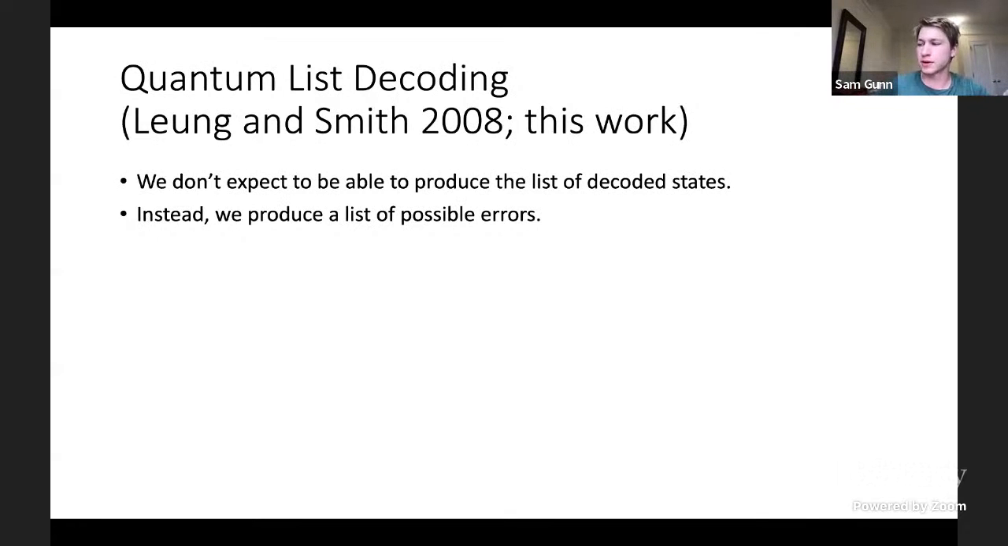Naturally, we're going to have to think about a quantum version of list decoding. Quantum list decoding was introduced by Leung and Smith in 2008. I mentioned this work earlier, and we use a slightly different definition, but it's the same idea. We don't expect to be able to produce the list of decoded states because that would seem to violate some sort of no-cloning intuition. But instead, we're going to produce a list of possible errors that could have happened, a list of classical descriptions of errors that could have happened to our code word.